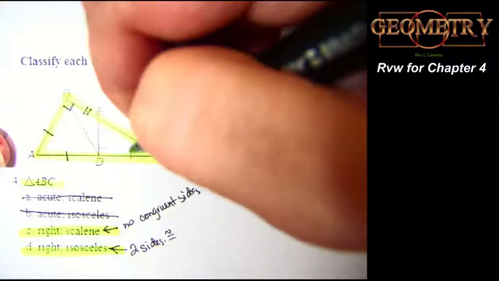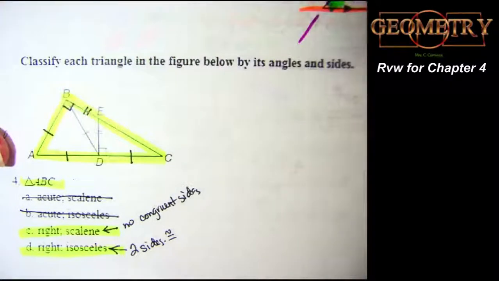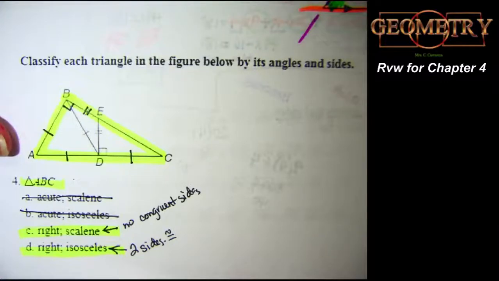Looking at this figure, this little piece has the same measure as this one, but this whole thing is 2 of those pieces. Does this triangle have any sides that are congruent? No. So it would be C.